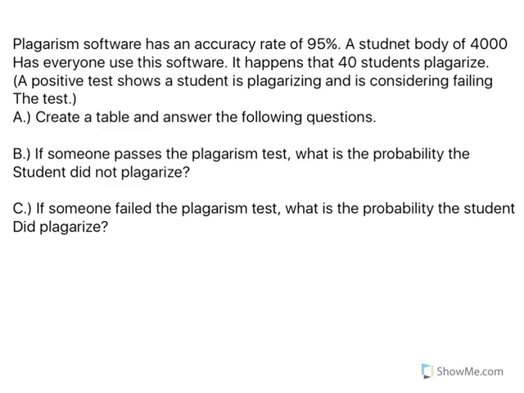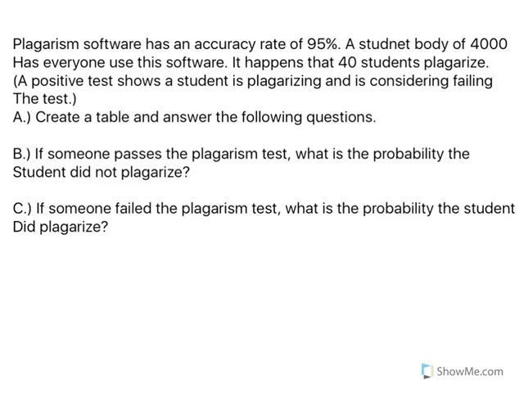Some made-up plagiarism software has an accuracy rate of 95%. A student body of 4,000 has everyone use this software. It happens that 40 students plagiarize. Now, note that a positive test shows that a student is plagiarizing, and that's considered failing the test. So if you fail the test, it's positive, you plagiarized.